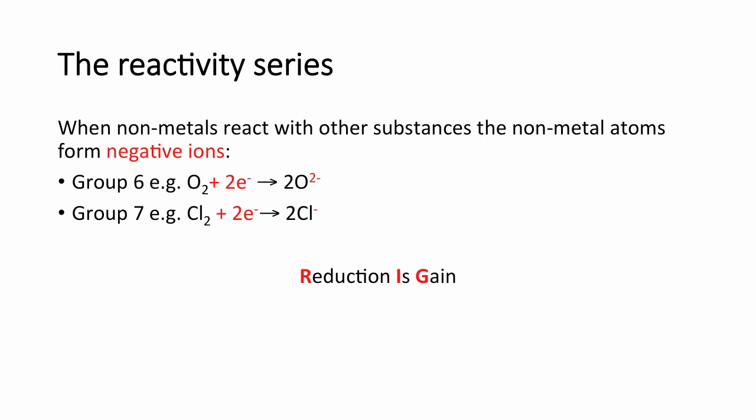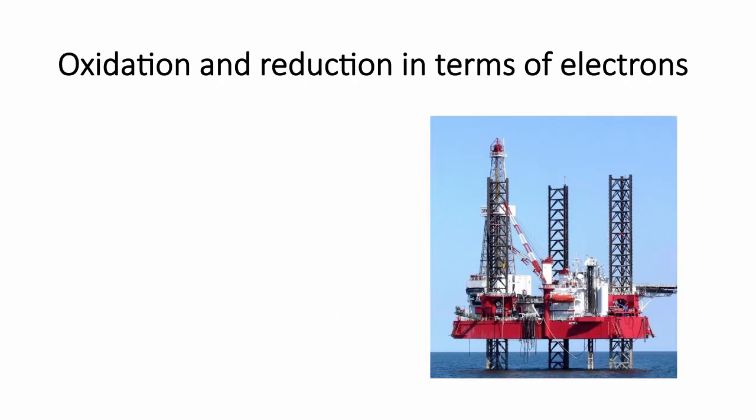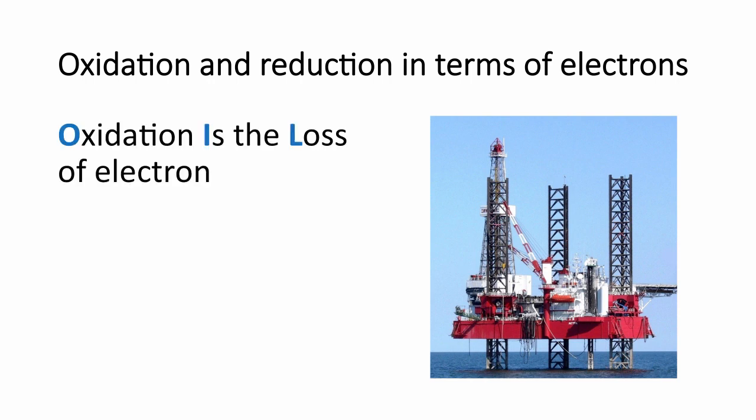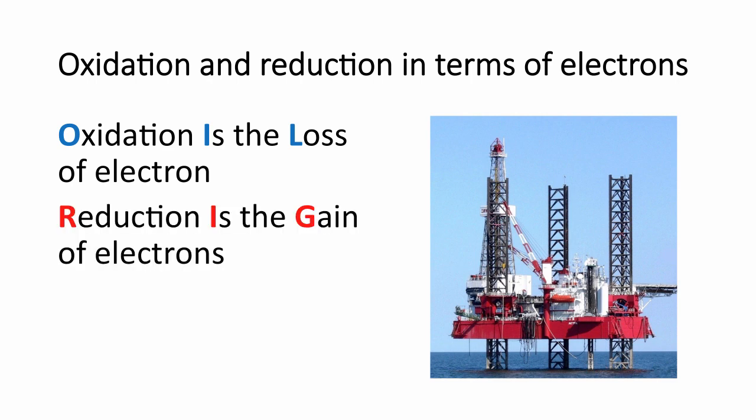Reduction is the opposite of oxidation. Therefore, reduction is the gain of electrons. We can remember the difference between oxidation and reduction by using a mnemonic called OIL RIG. Oxidation is the loss of electrons. Reduction is the gain of electrons. And therefore, we can use the mnemonic OIL RIG. Oxidation is the loss, OIL. Reduction is the gain, RIG, of electrons.